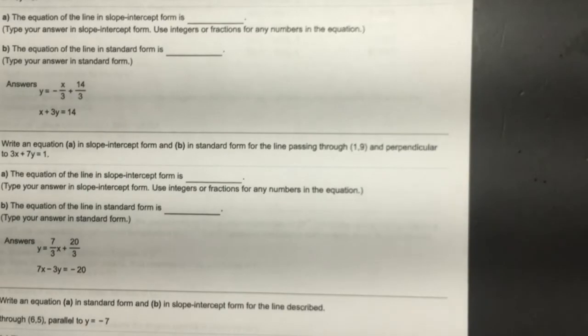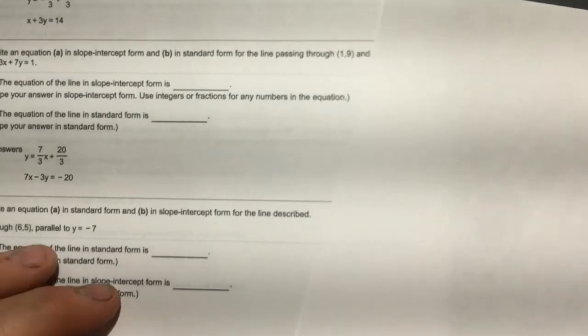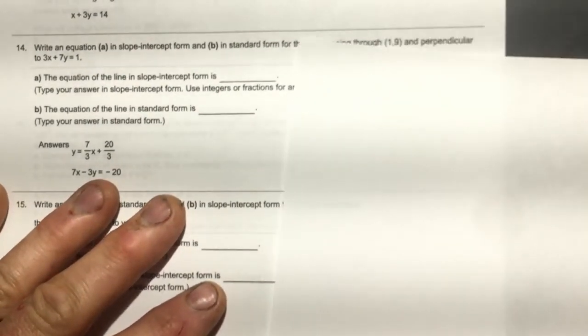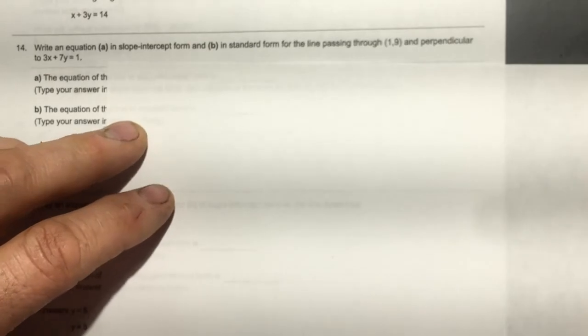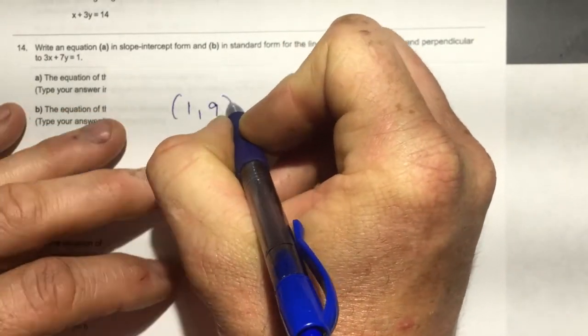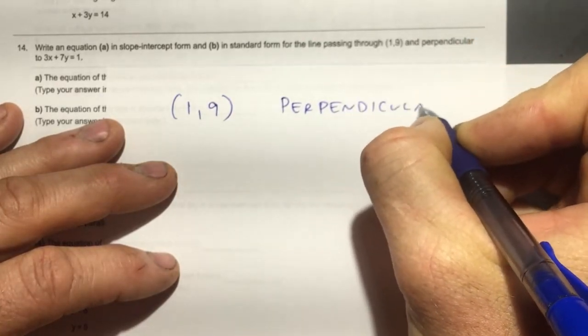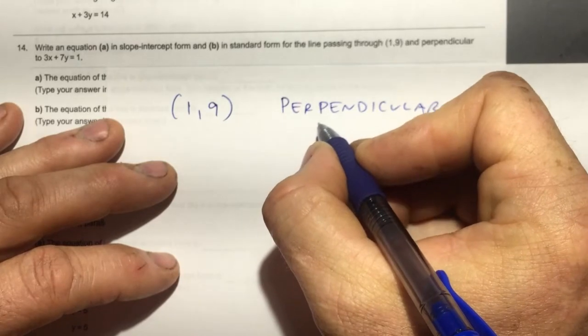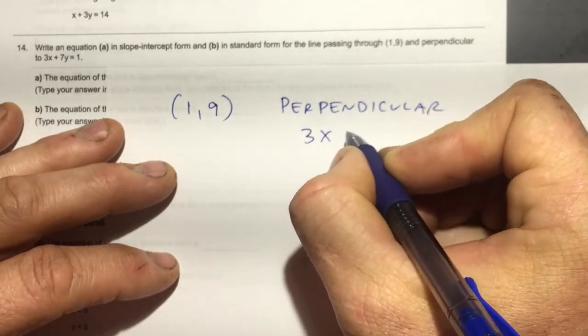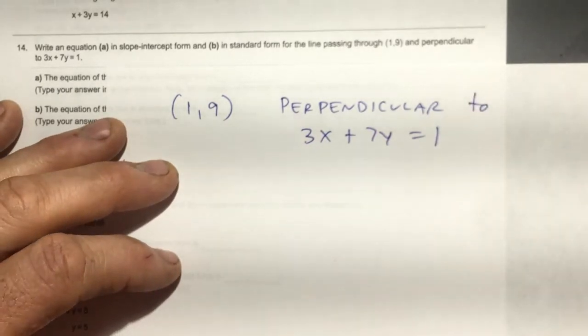Let me go to the next one here. Okay, write an equation in slope-intercept form and standard form. So we're doing both of them here. The line passes through (1, 9), and it says it's perpendicular to this line. Okay. Well, now let's talk about perpendicular.